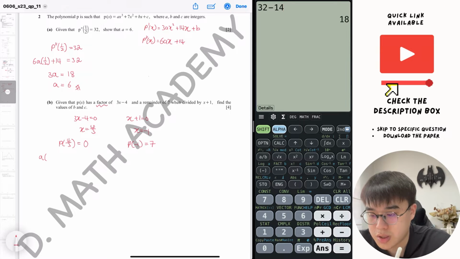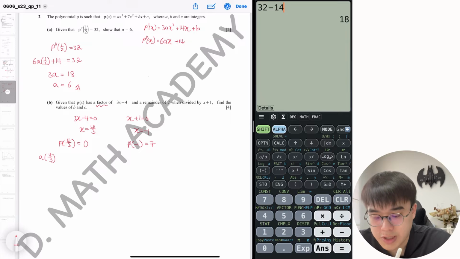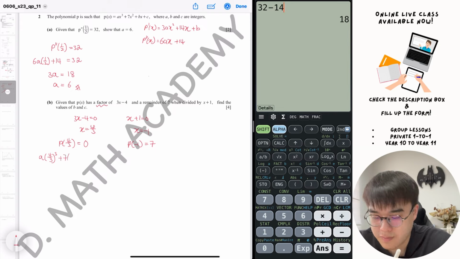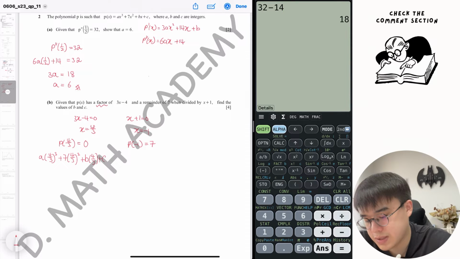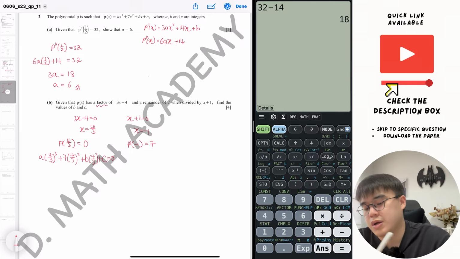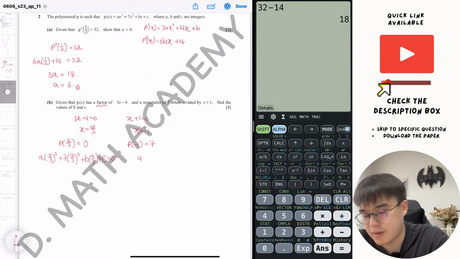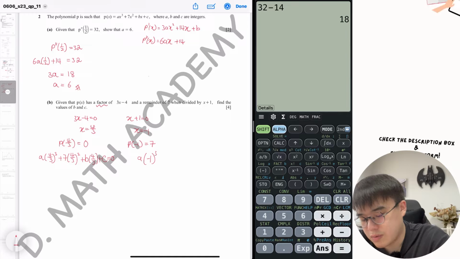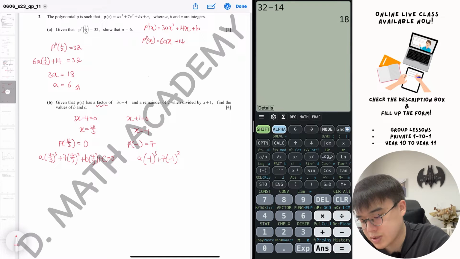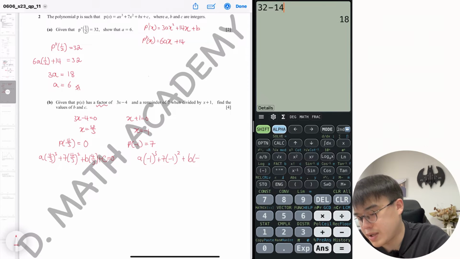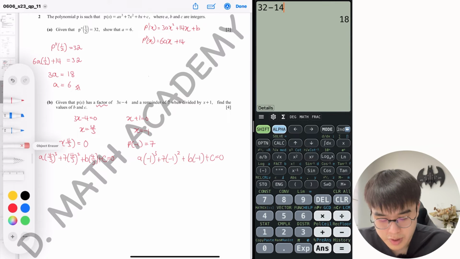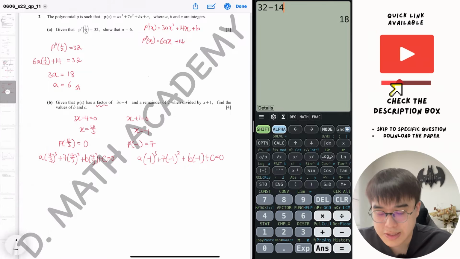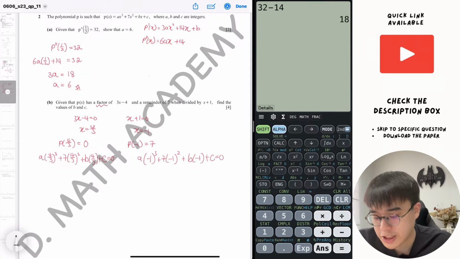It is (4 over 3) cubed plus 7 (4 over 3) squared plus b (4 over 3) plus c equals to 0. And on the other hand, you have (-1) cubed plus 7 (-1) squared plus b(-1) plus c equals to 0. So from here onwards, it will be your simultaneous equations and how you deal with fractions.